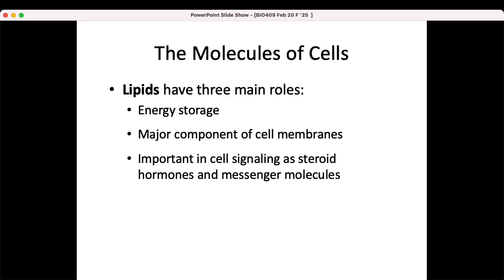But then it plays a structural role too, because lipids make up the phospholipid bilayer. And this is the third one: it's involved in signaling. For example, estrogen is a lipid. So it's involved in signaling in a lot of different kinds of molecules. It's involved in signaling here.